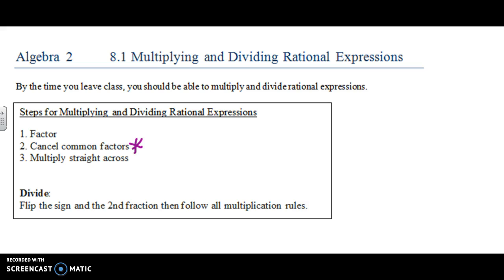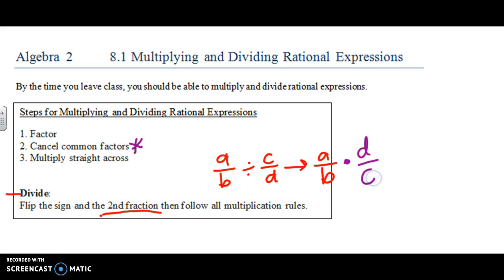When it comes to division, the only difference is that you want to make sure that you flip the second fraction. Basically, if it's a divided by b, and then you're dividing by another fraction, leave the first one the same, then change this to multiplication, that's changing the sign, and then you flip these two over. So this one flips over and this becomes multiplication.